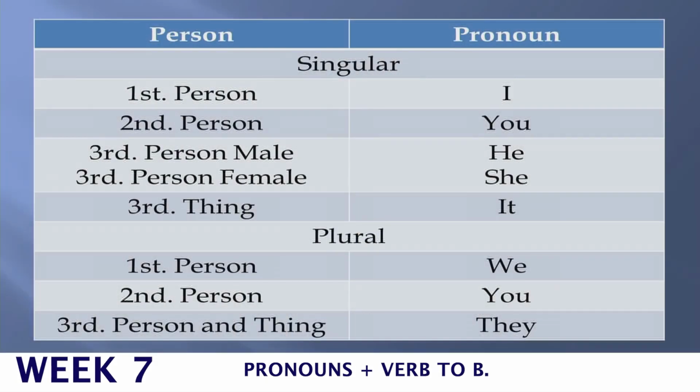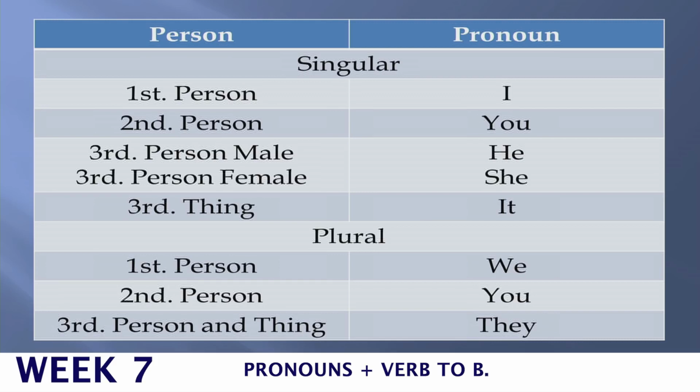We have first person, second person, third person, and we have singular or plural. So for the first person, the pronoun is I. For the second person, the pronoun is you. For the third person, we have different pronouns, depending if it's a male, female, or a thing. So the third person male is he. The third person female is she. And for the third, a thing, we would use it.